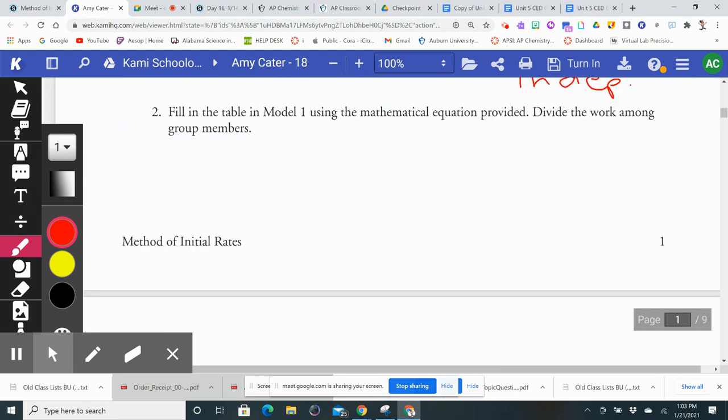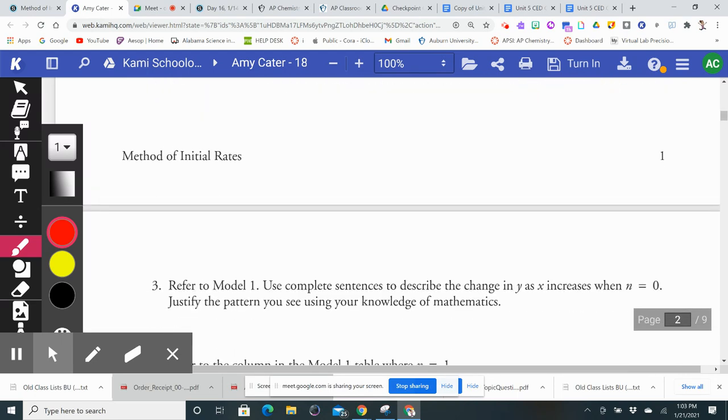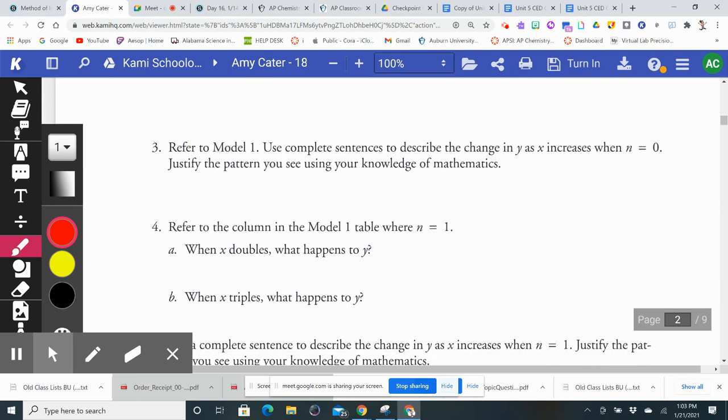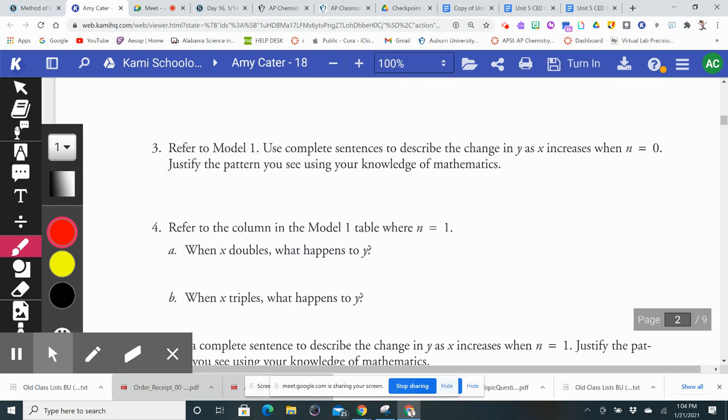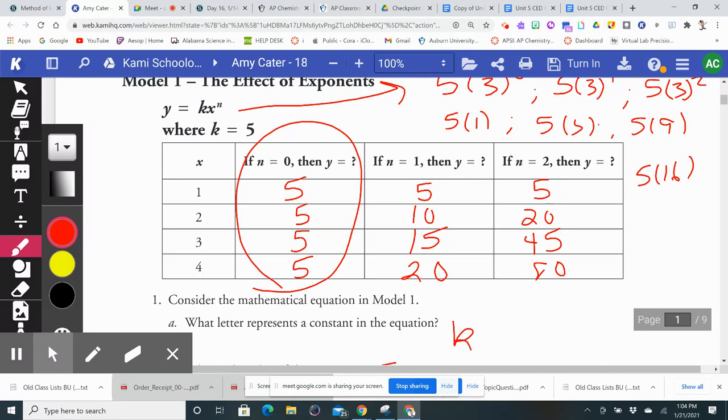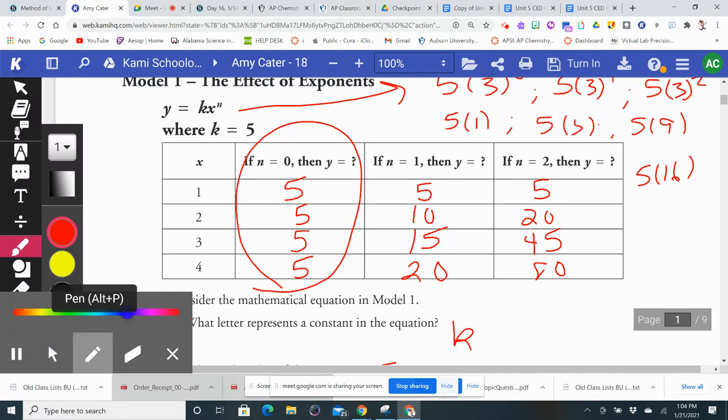So we already did 2, that's question number 3. Refer to the column in the Model 1 table where n equals 1. When x doubles, what happens to y? When x triples, what happens to y? So now we're looking at, let me use a different color. Whoops, nope.